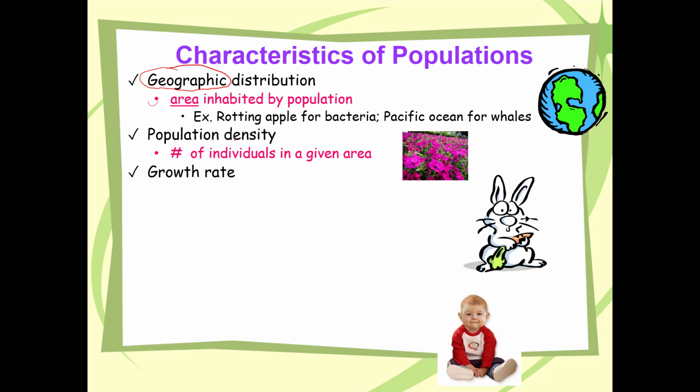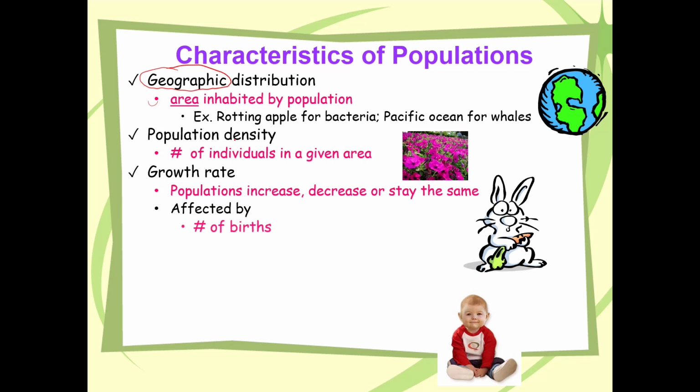Growth rate. So we can also look at how a population increases, decreases, or stays the same. Now, when we look at how populations can grow, they can be affected by several different things. The first being the number of births. So if we have a lot of births, that's going to cause our population to increase. I recommend drawing the arrow next to that just as a little reminder for yourself. If we have the opposite of that and we have number of deaths, that's going to cause our population to decrease. So if we have a lot of deaths in an area, our population is decreasing.